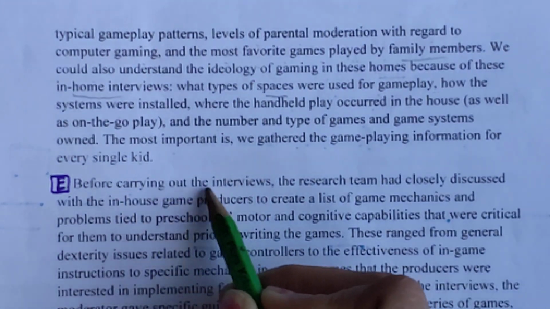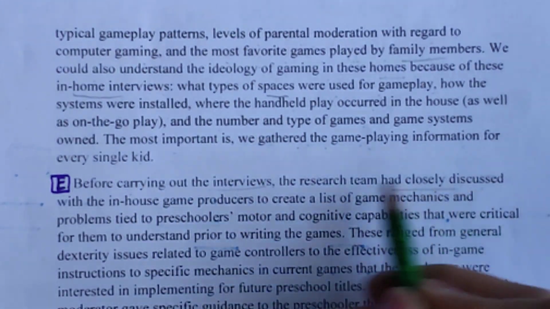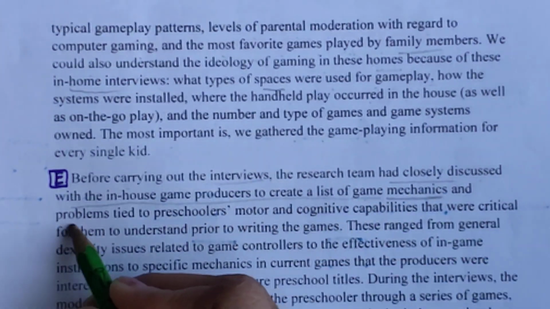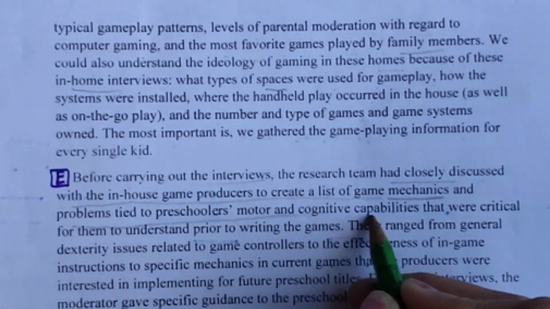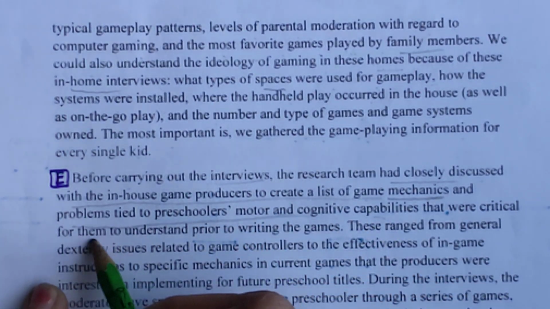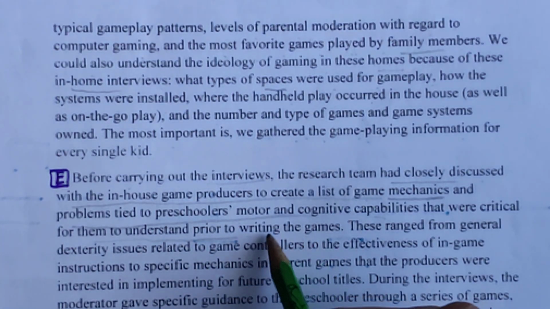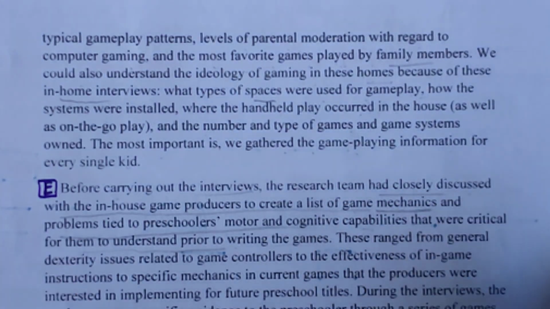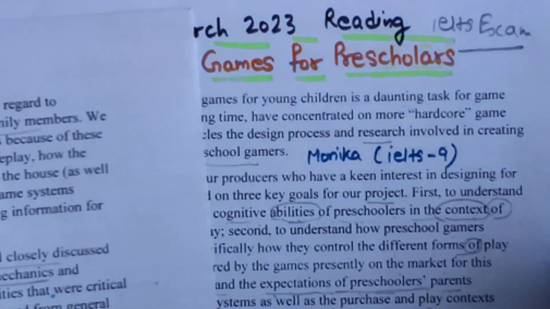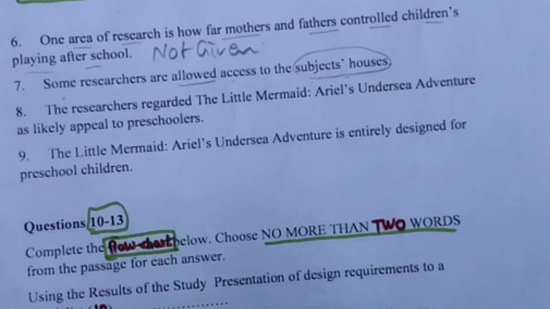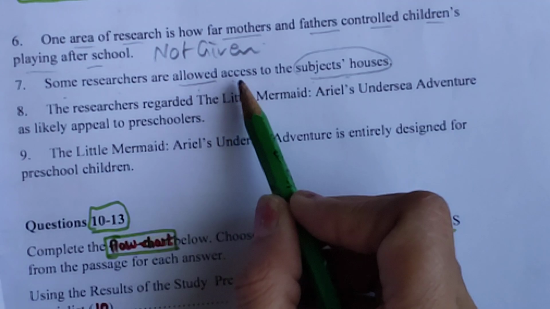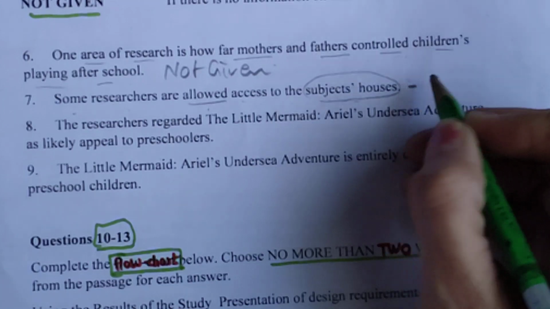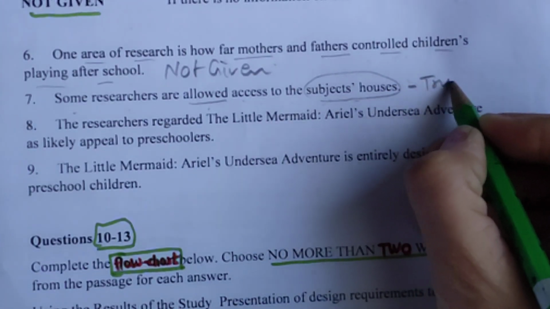Okay, before carrying out interviews, the research team had closely discussed with in-house game producers to create a list of mechanics and problems tied to preschoolers, so they understand prior to writing the games. So here they are saying they had closely discussed with in-house game producers. So for the answer, you can just read the statement: some are allowed access to the subject's house. They closely discussed everything, it means this is true.